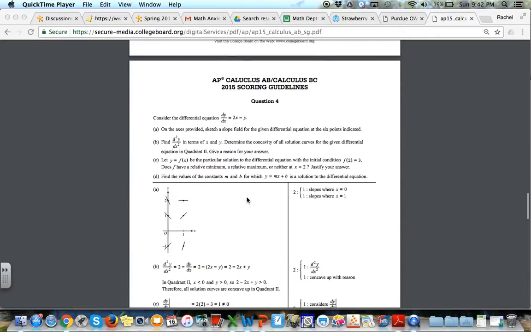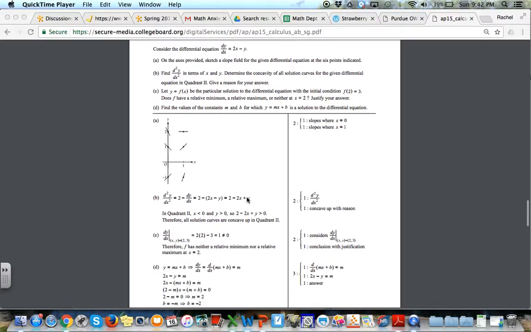Okay, and then moving on to question 4. This is no calculator and it's a differential equation. There's your slope field. Hopefully those are getting easier. This one's pretty straightforward. There's no division. Those always stress me out. But that one's pretty easy.